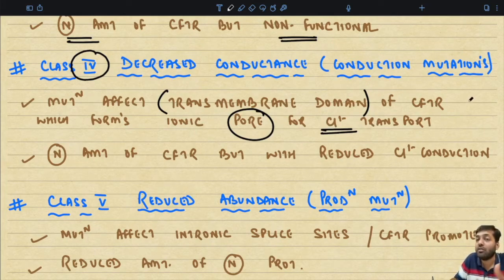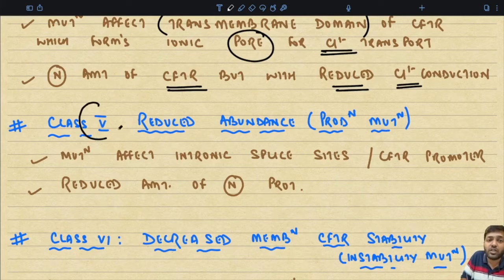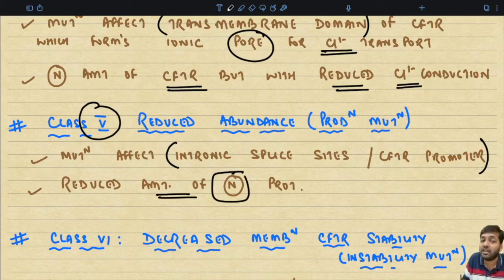That is why I taught you that in detail initially, so that you can understand the mutation spectrum easily. Over here again, there are normal amounts of CFTR, but they have reduced chloride conduction. At the class 5 mutation, there is a reduced abundance, called a production mutation. The mutation affects the intronic splice site or CFTR promoter, so there is a reduced amount of normal CFTR protein anion channel.